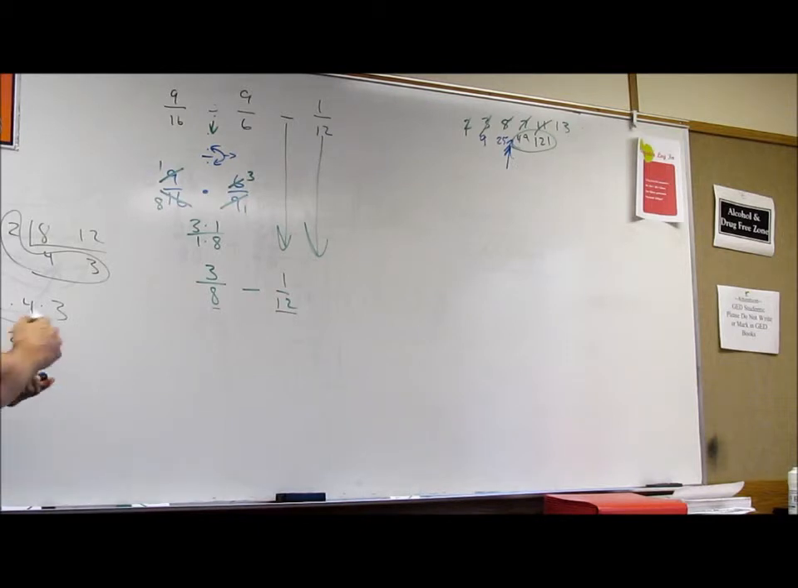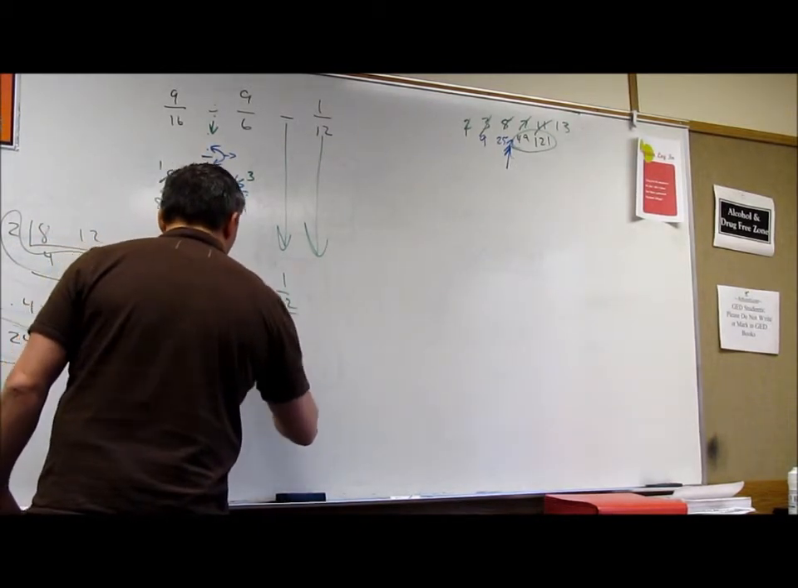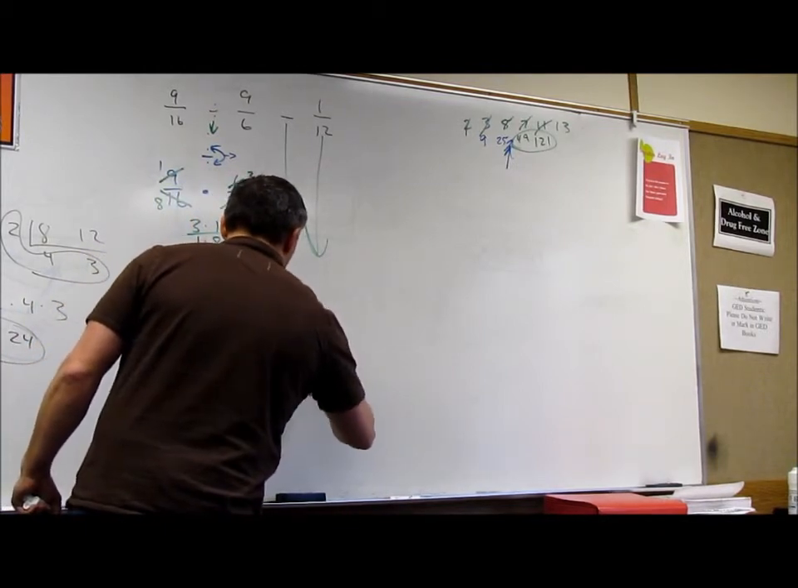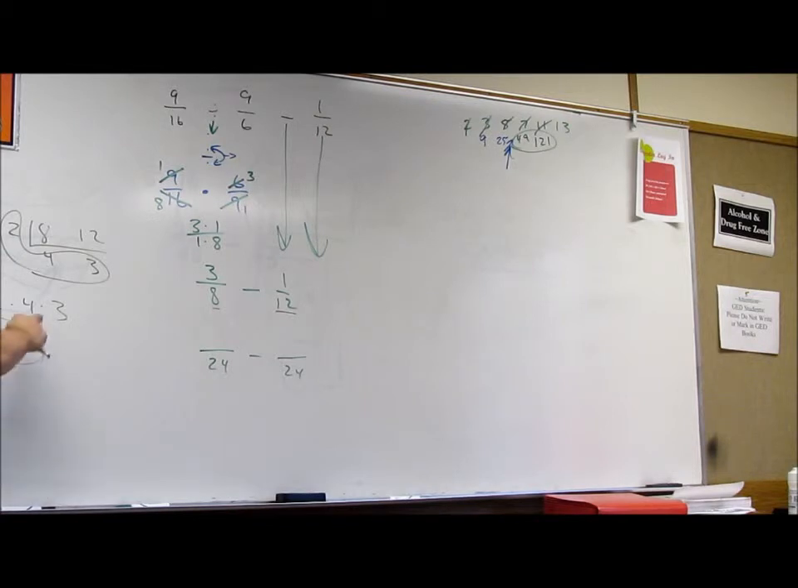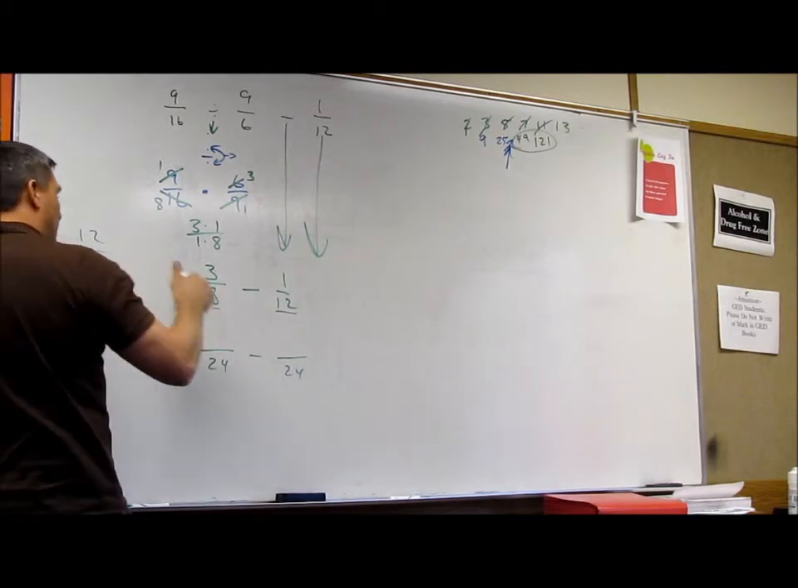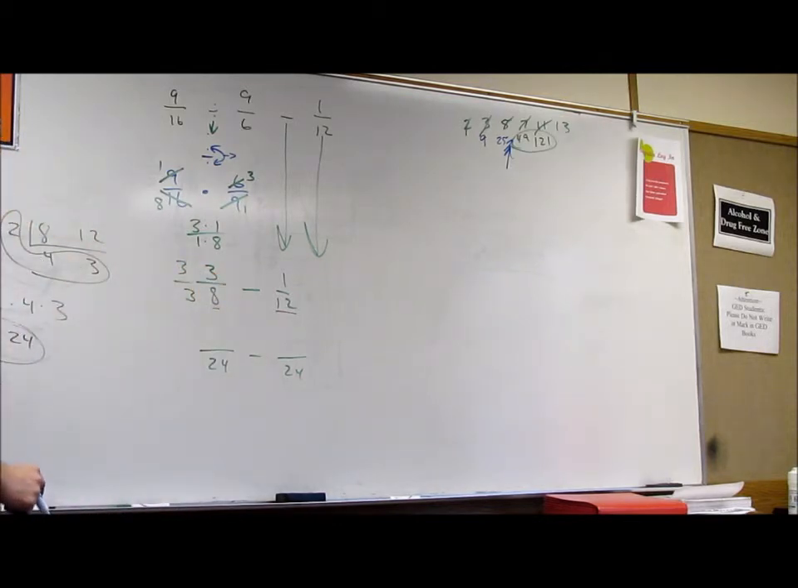Okay? So, what does that tell me? I need to get to 24. But how do I get 8 to 24? Remember, this is my LCD right here, right? So I can look at it and go, well, I'm trying to get 8. That's this, right? 2 times 4. So 2 times 4 is 8. So 8 times 3. And I do the same to the top as I do to the bottom.